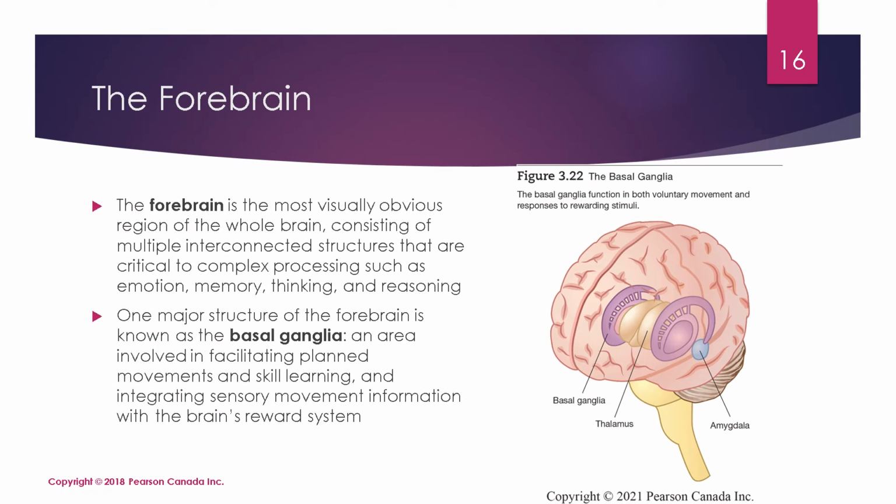And then finally, we have our forebrain. The forebrain is the most visually obvious center of the brain, consisting of multiple interconnected structures that are critical to complex thinking, such as emotion, memory, thinking, and reasoning. One major structure within the forebrain is what's known as the basal ganglia, which is an area involved in facilitating planned movements and skill learning, as well as integrating sensory movement information with the brain's reward system. So again, it connects other areas together in a way.